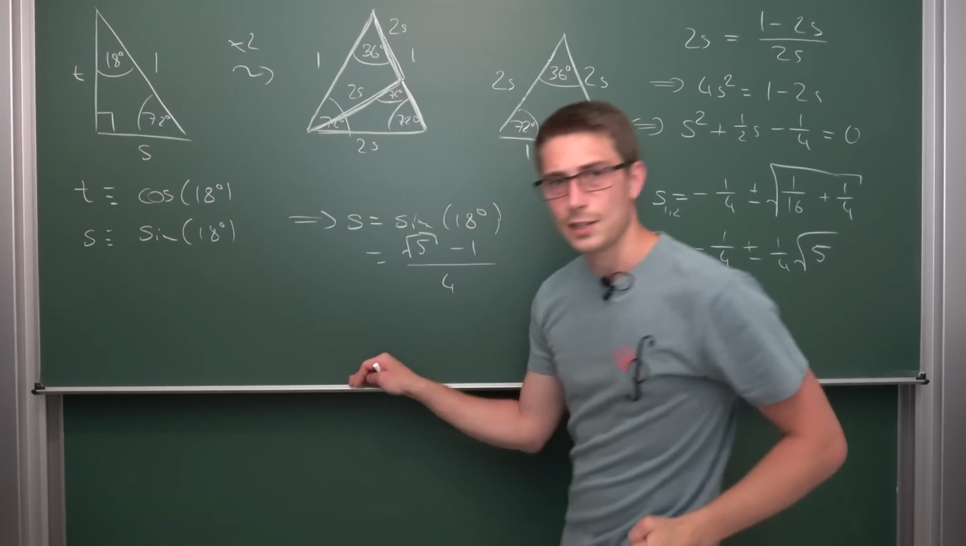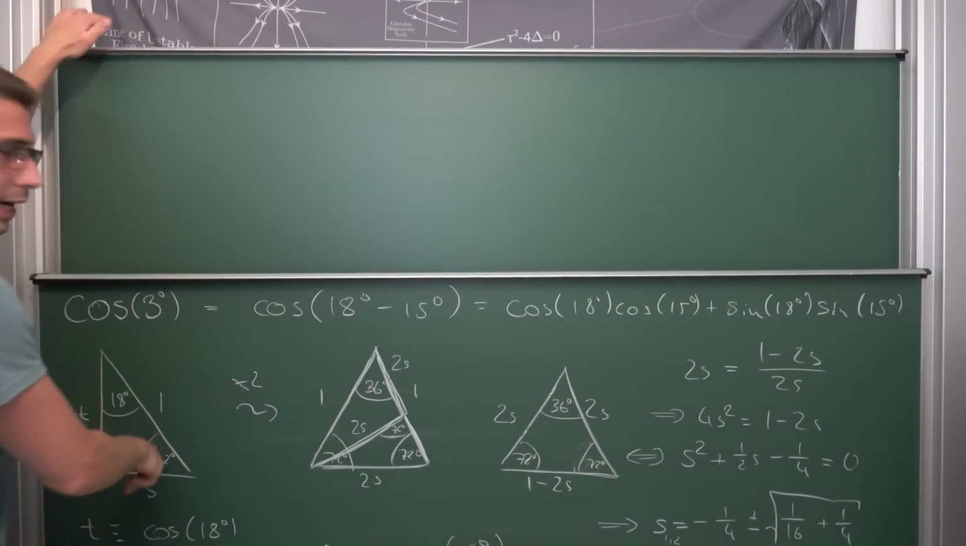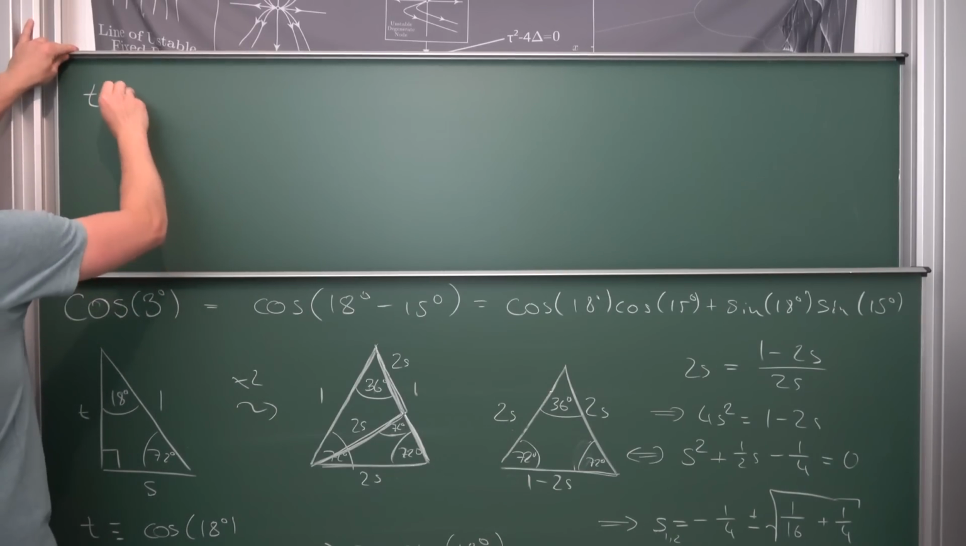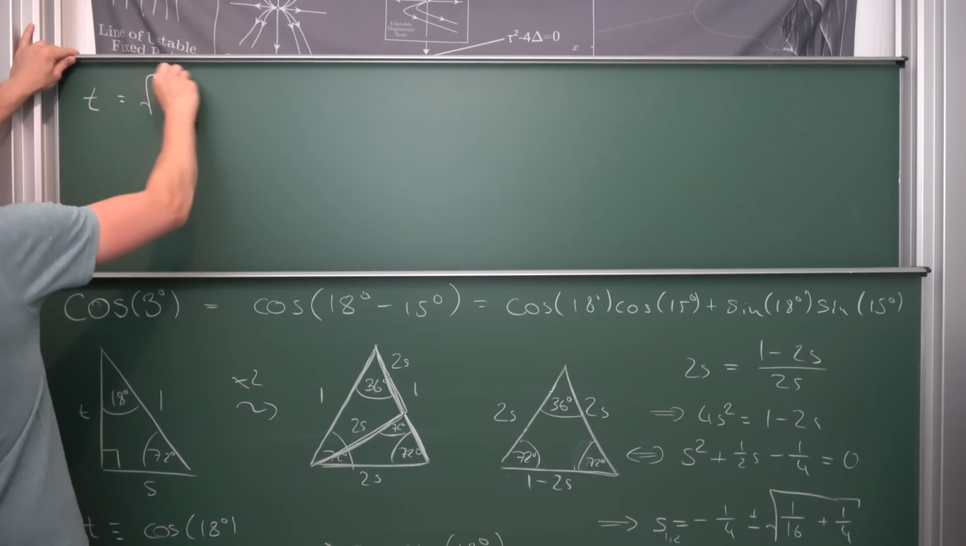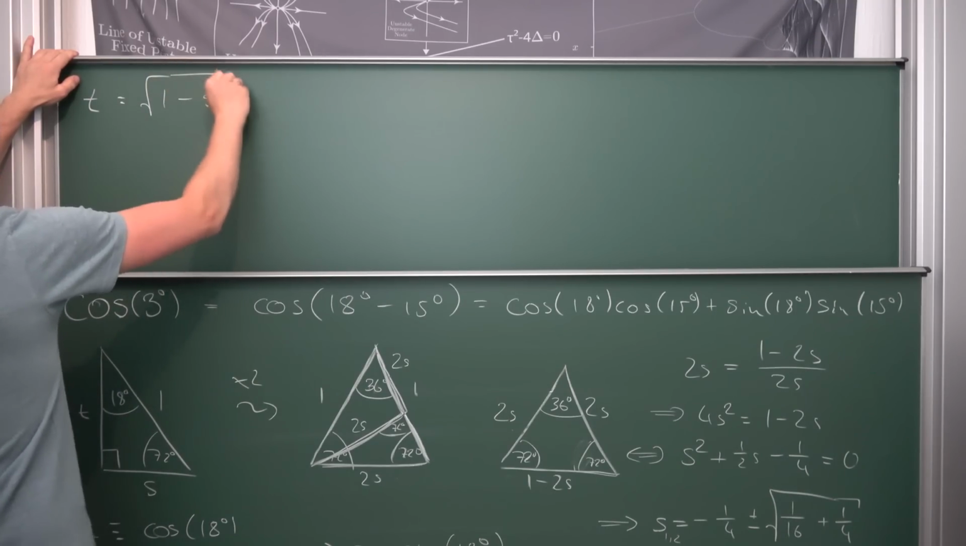And now that we are done with that, we can go ahead and get started finding the cosine of 18 degrees by using Papa Pythagoras. Meaning, in this right triangle that we got here, Pythagoras tells us that t is nothing other than the square root of the hypotenuse, so 1 minus s squared.